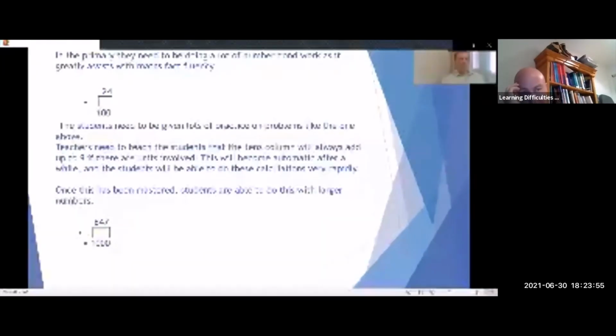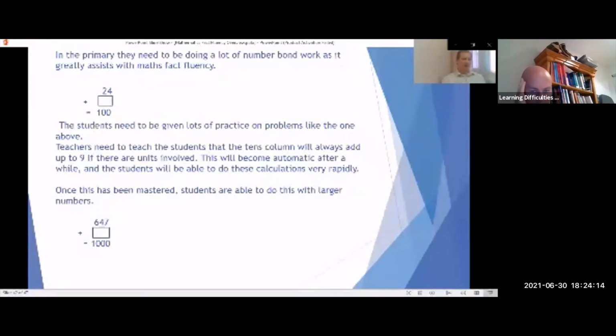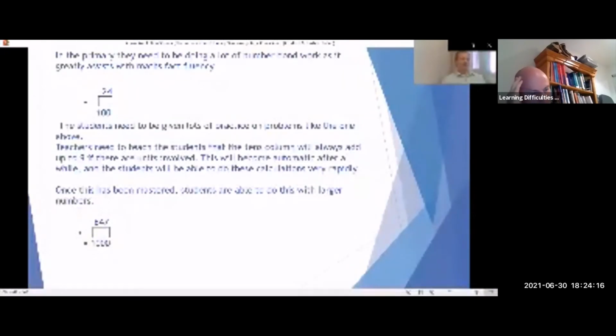In primary, they need to be doing a lot of number bond work, as it greatly assists with maths fact fluency. If you have a look at this example, 24 plus what will equal 100. As we can see, 24 has units, so the tens must add up to 9. This should become automatic in the students. So 2 plus what is 9? It's going to be 7, and the units have to add up to 10, so 4 and 6. So the answer will be 76. Students become proficient at this through practice.